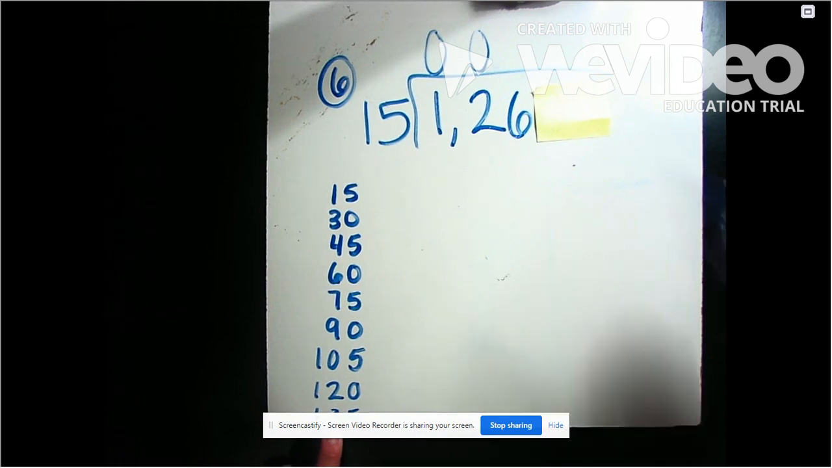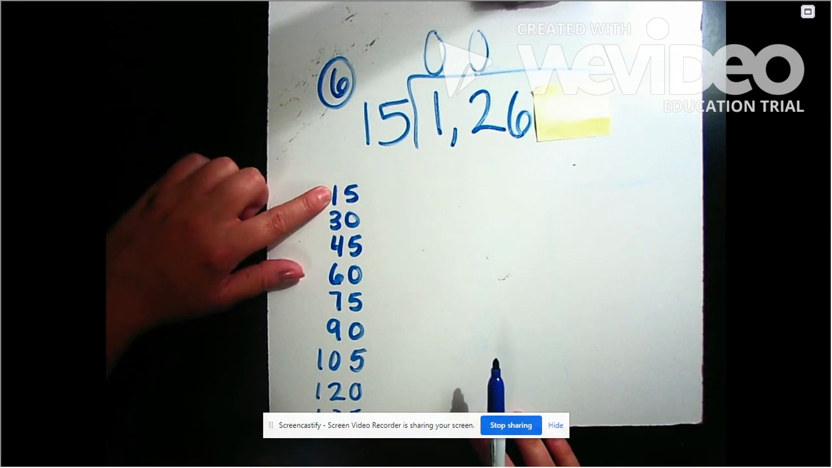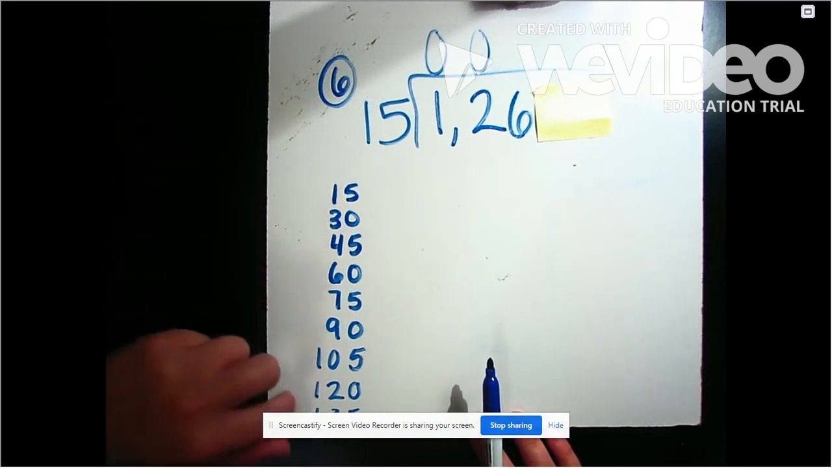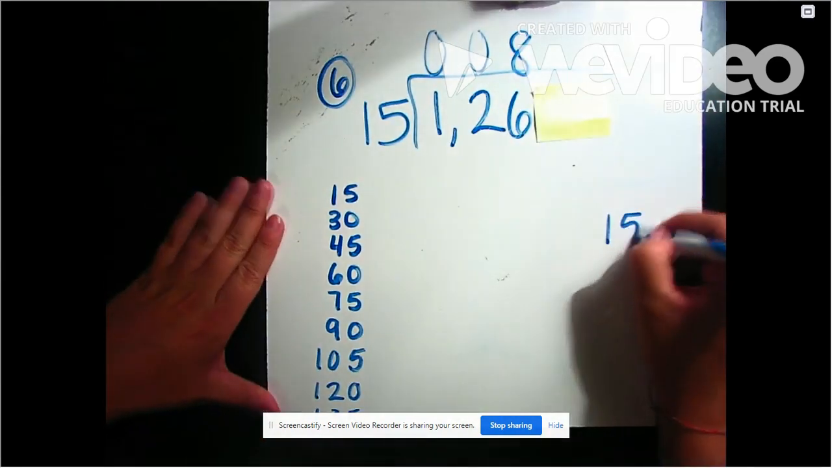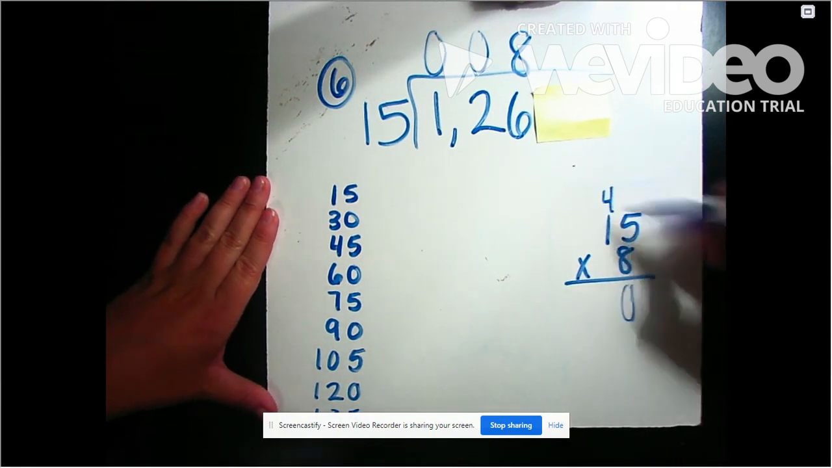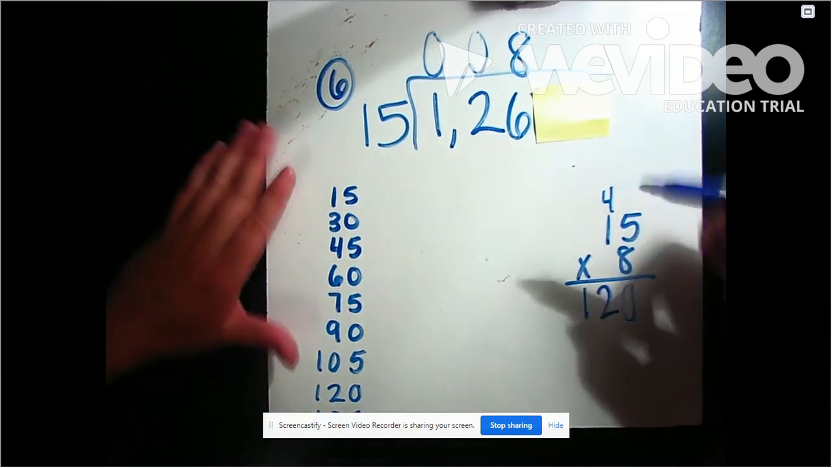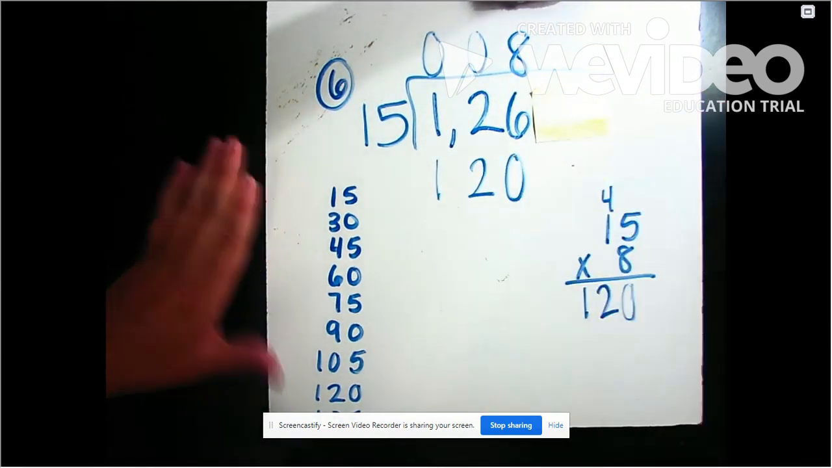Okay, so let's see how many times we were able to skip count before we went over. So 1, 2, 3, 4, 5, 6, 7, 8. Okay, and always check yourself. 15 times 8 is, that's 40, 8, 9, 10, 11, 12. Okay, so I am correct there. Okay, so 8 times 15 equals 120.